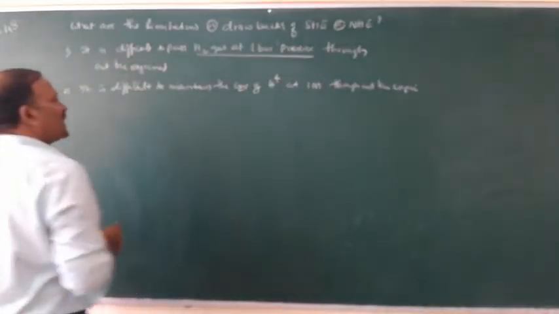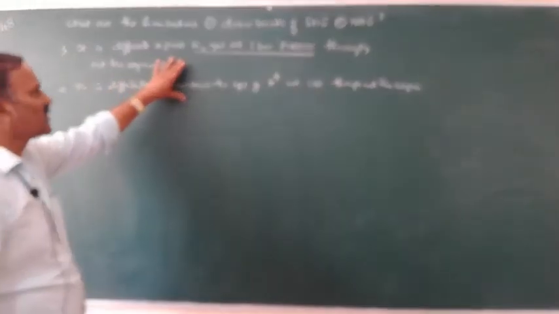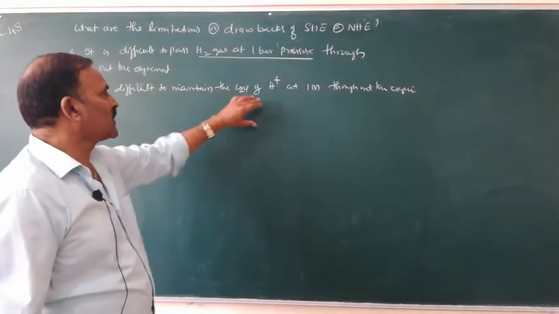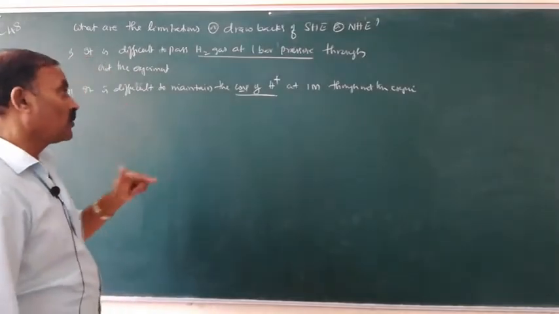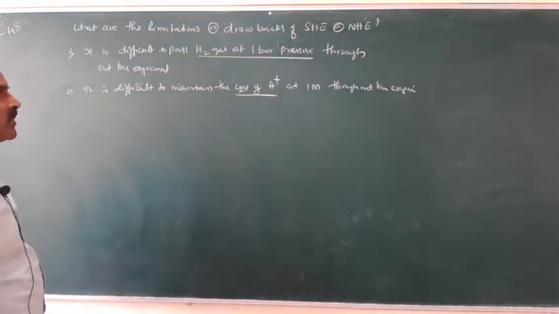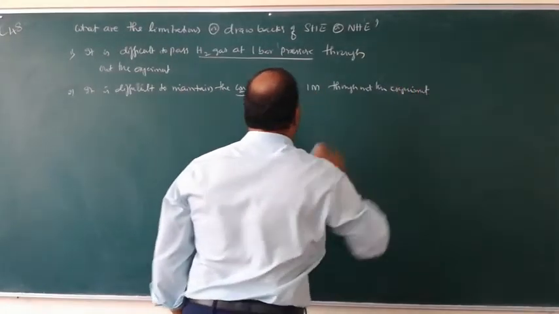So this is the second difficulty. We have to maintain the hydrogen gas at 1 bar pressure. It is a difficult process. We have to maintain the concentration of hydrogen ions at 1 molar concentration throughout the experiment. It is also a difficult process.